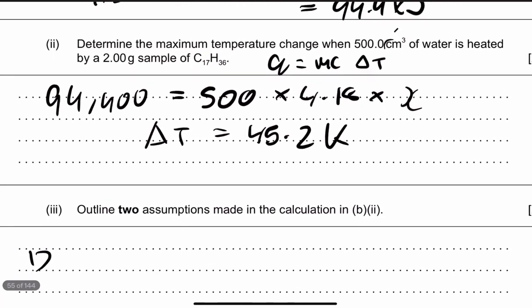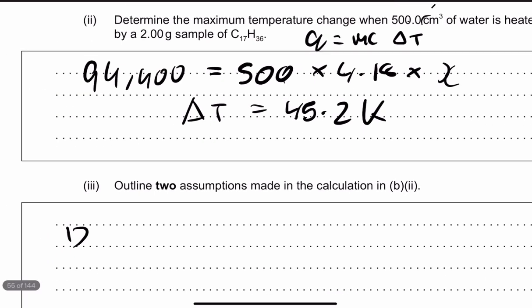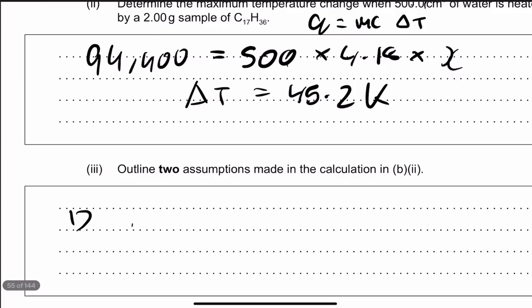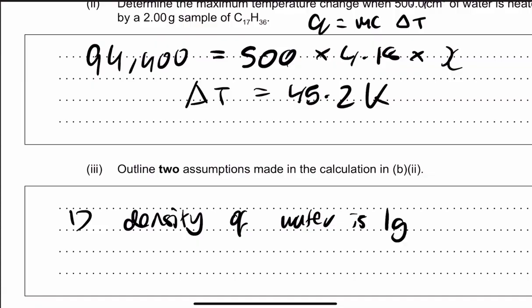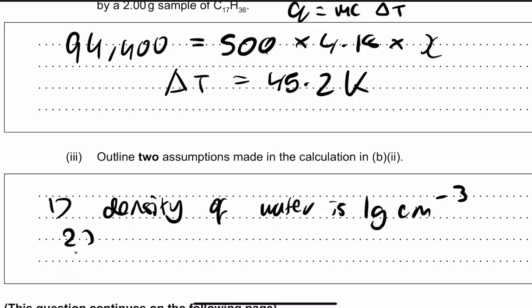Outline 2 assumptions that were made in the calculations. An easy assumption is that 500 cm cubed of water is 500 grams of water. That is essentially the assumption that the density of the water is 1 gram per cm cubed. What else can we assume? Well, we're also assuming that no heat is lost to the surroundings.